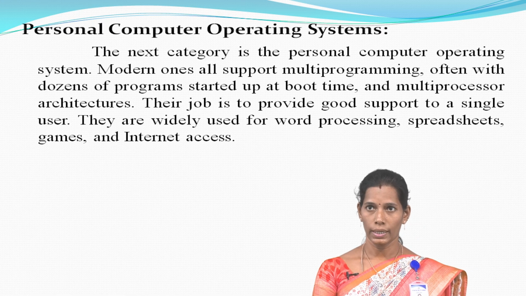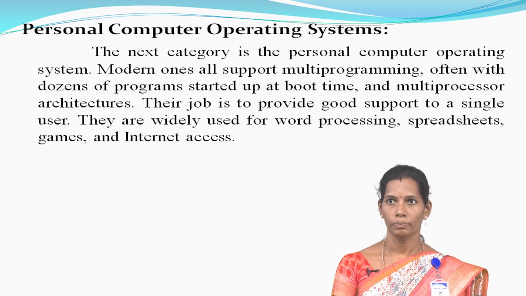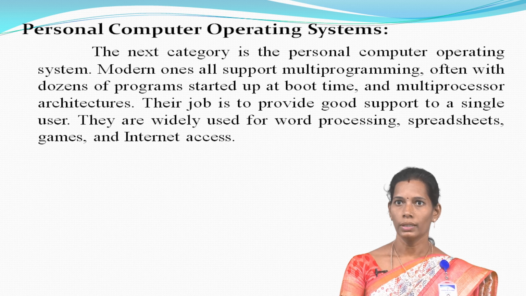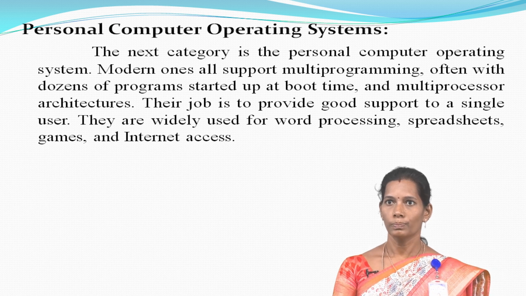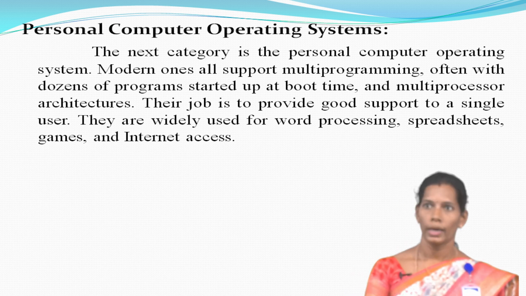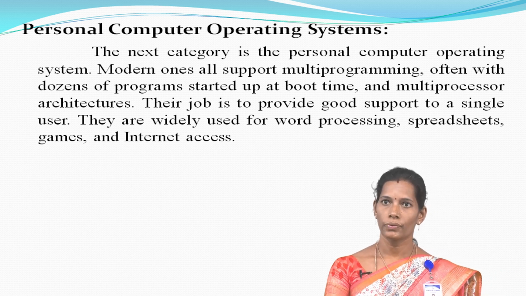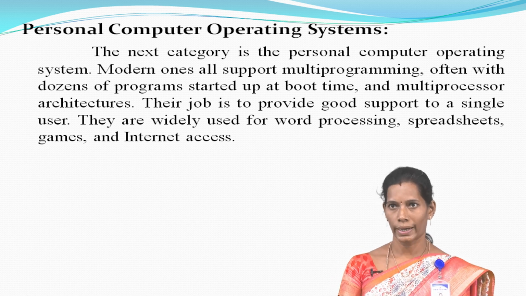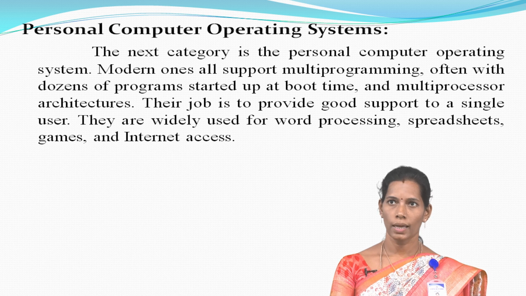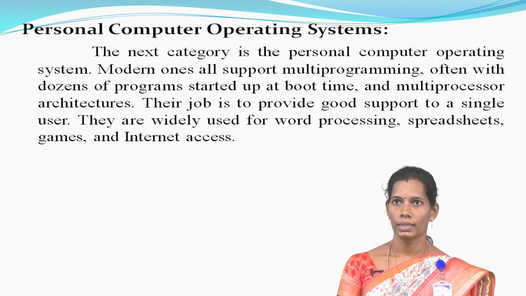Personal computer operating systems. The next category is the personal computer operating system. Modern ones all support multiprogramming, often with many programs started at boot time, and multiprocessor architectures. Their job is to provide good support to a single user. They are widely used for word processing, spreadsheets, games, and internet access. Common examples are Windows 11, Mac OS, Linux, and FreeBSD.